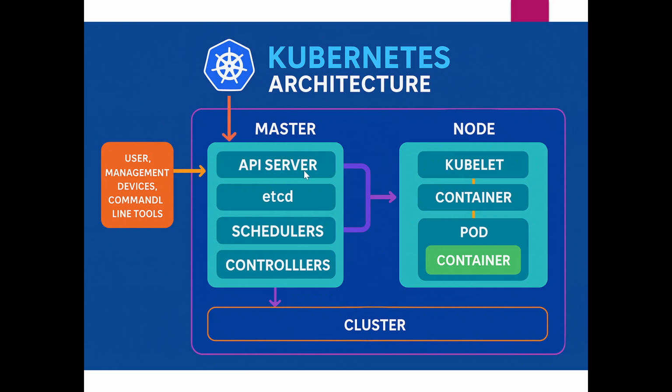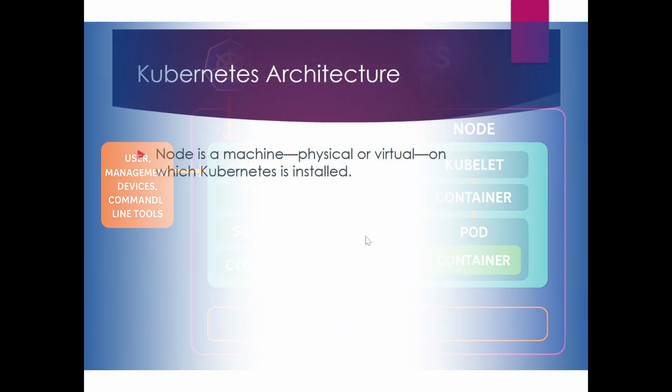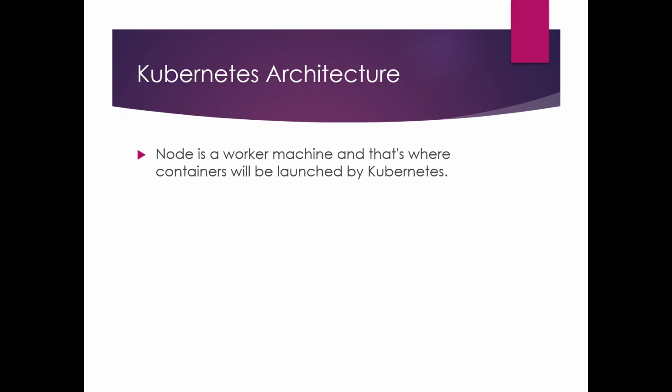Next, we'll see the components of the master. Here you can see the API server, etcd, scheduler, and the controllers. These are the components of the master node. So let's understand what each of these is, one by one.